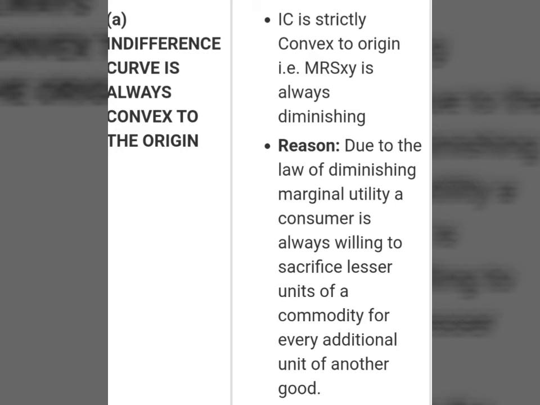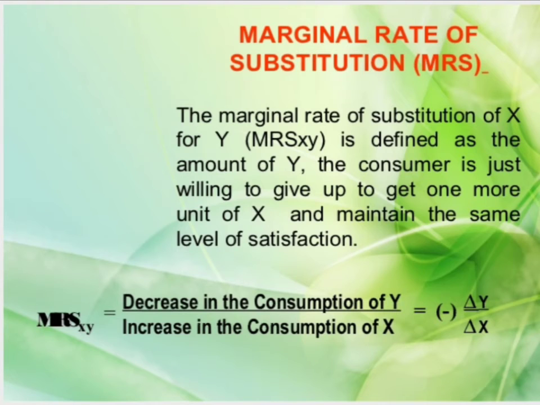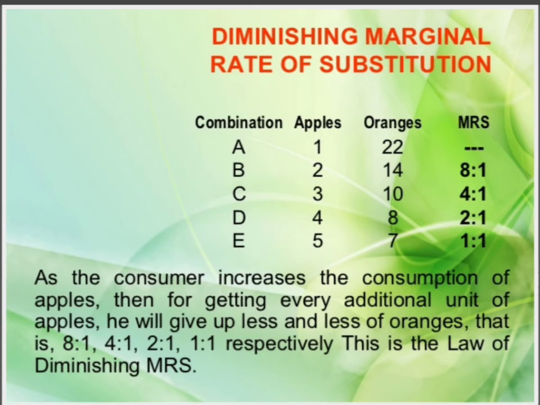Due to the law of diminishing marginal utility that we have studied earlier, a consumer is always willing to sacrifice fewer units of a commodity for every additional unit of another good. Whenever I ask for one additional unit of another good, I have to sacrifice less of the other. Now, what do you mean by MRS? It is defined as the amount of Y the consumer is just willing to give up in comparison to the commodity X. Why? Because we have to get one more unit of X and maintain the same level of satisfaction.